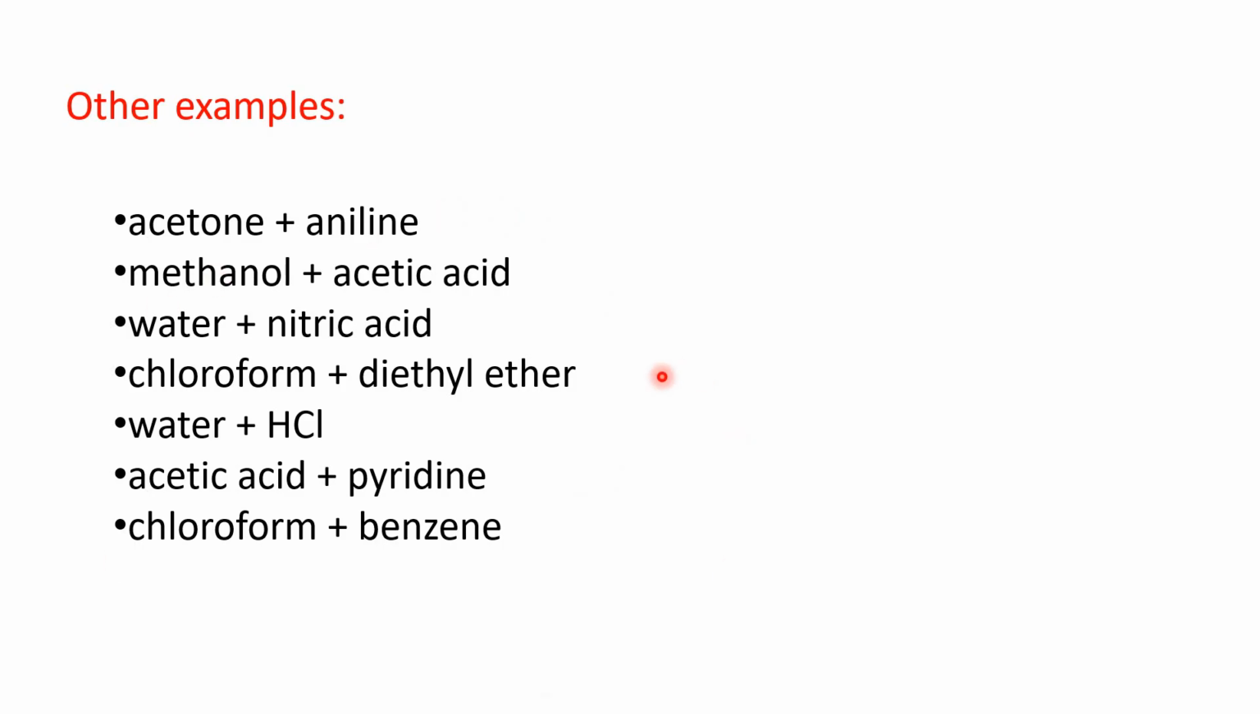So this is all about non-ideal solutions. Two types of non-ideal solution: non-ideal solution showing positive deviation from ideal behavior and showing negative deviation from ideal behavior.